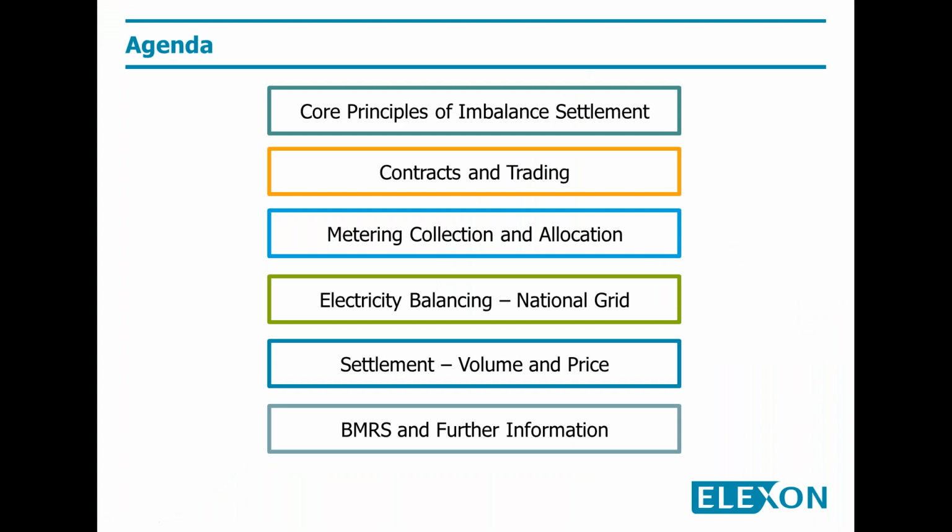So, what am I planning to talk to you about today? Well, I'll start off with the core principles of imbalance settlement. Then I'll move on to talking about contracts and how parties trade with one another. I'll then talk about how we collect data from the metering and how that's allocated to various parties. I'll then move on to National Grid and the actions that they take to balance the electricity system. I'll then talk about how settlement happens for both volume and the price that's used for that settlement. And then I'll finish by just a quick overview of BMRS and where you can find further information.